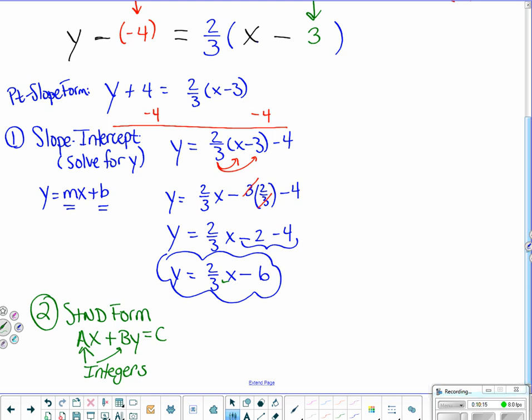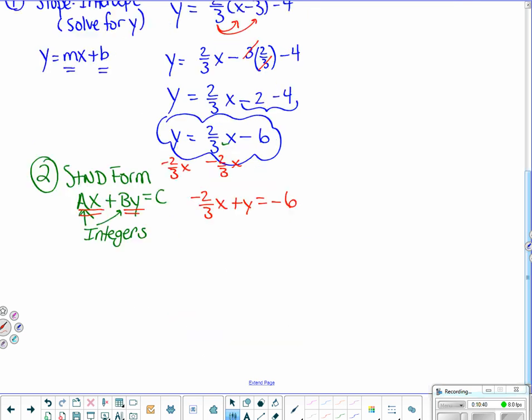Okay, first thing I notice about standard form, I have the x's and the y's on the same side, correct? So let's move our x over to the y side. So we're going to subtract 2/3 x from each side. That's going to give me negative 2/3 x plus y equals negative 6 remaining on the right side.